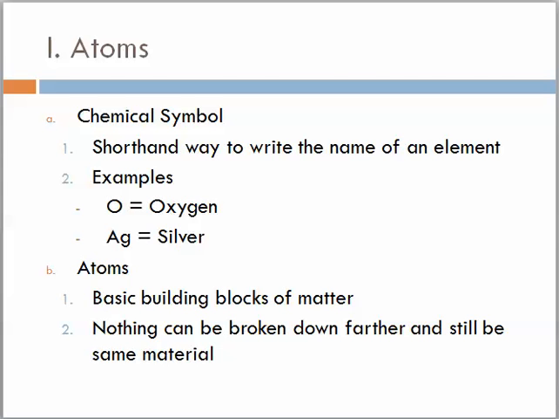Well, first of all, atoms. Atoms are represented in the periodic table by their chemical symbol. Typically, when it comes to the periodic table, you'll have a box, and in the middle of it is the letter, and that's its chemical symbol. That's a shorthand way to write the name of an element. Examples of this: O for oxygen, Ag for silver, and N for nitrogen.